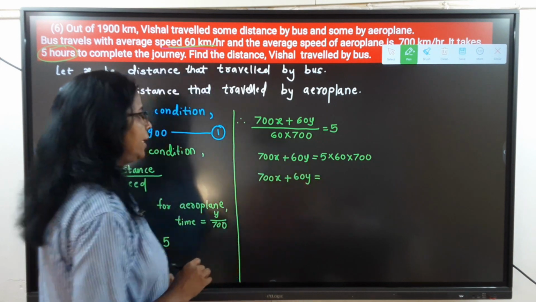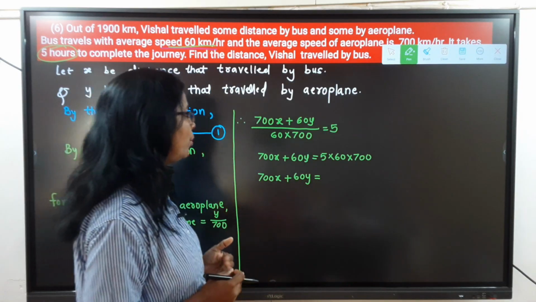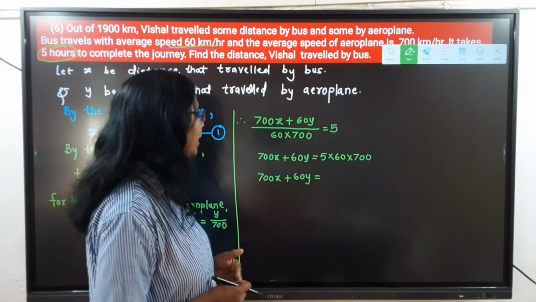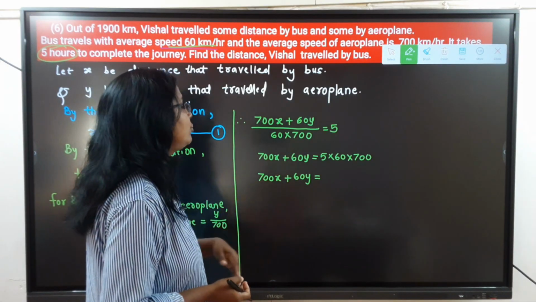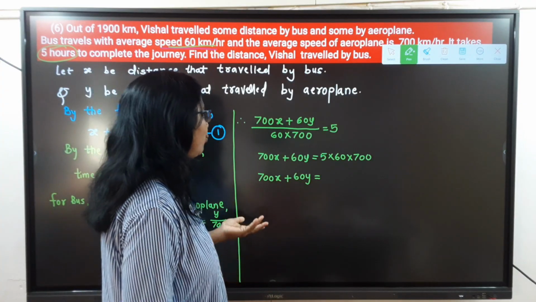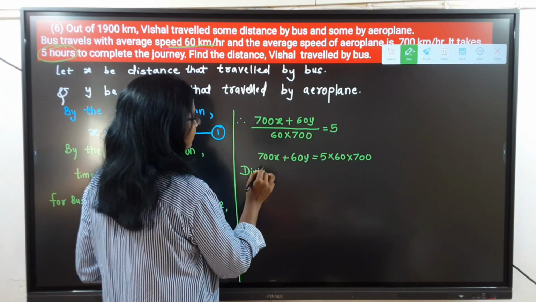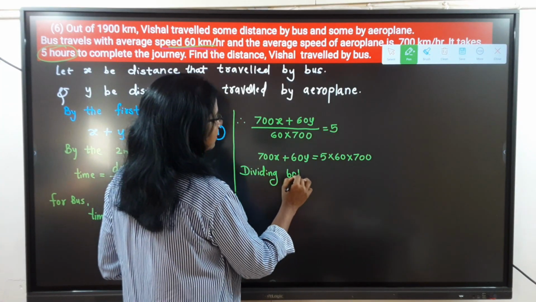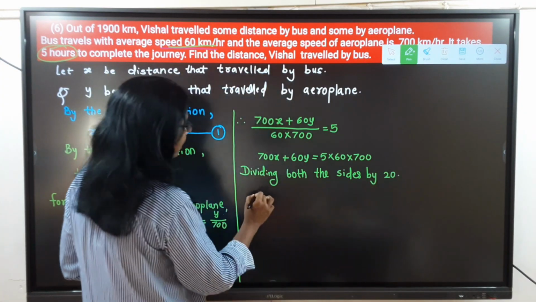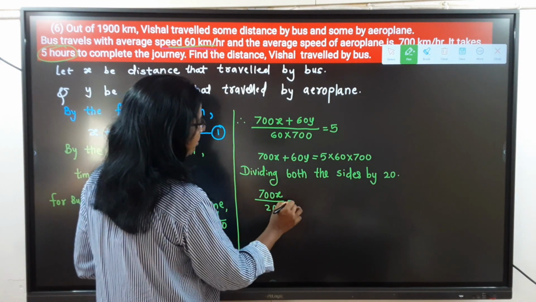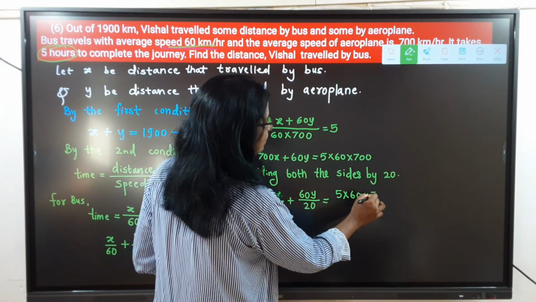Now students, this equation can be simplified by dividing both the sides by 20. If you divide by 10, then of course we later divide by 2 also. So further we say we divide both the sides by 20. So 700x upon 20 plus 60y upon 20 is equal to 5 multiply 60 multiply 700 divided by 20.